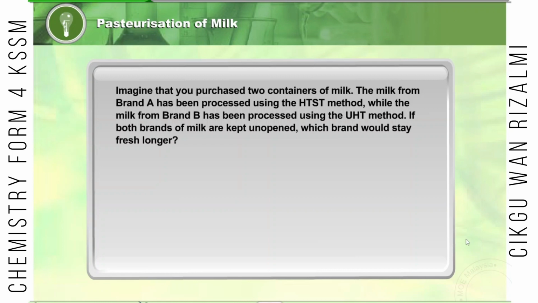Imagine that you purchased 2 containers of milk. The milk from brand A has been processed using the HTST method, while the milk from brand B has been processed using the UHT method. If both brands of milk are kept unopened, which brand would stay fresh longer?